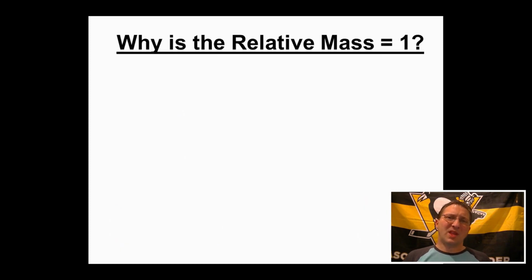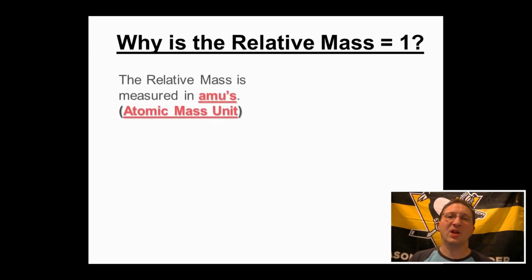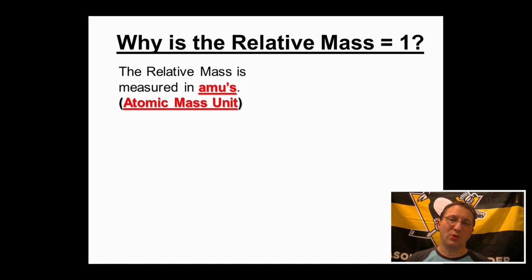So I wanted to bring up this too. We've been talking about this relative mass of 1. And I thought it might be a good time to bring up why this is 1, where this 1 came from, and 1 what. We haven't talked about 1 what. We just said it's a relative mass of 1. Well, when we say a relative mass of 1, we're actually talking in terms of an AMU, which stands for atomic mass unit. This is the unit of measurement for mass in the atomic world.